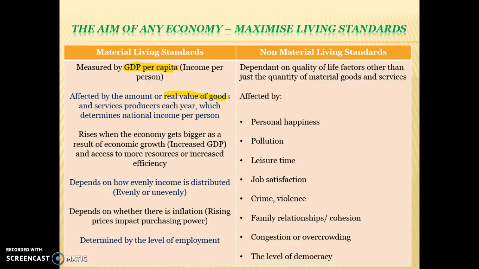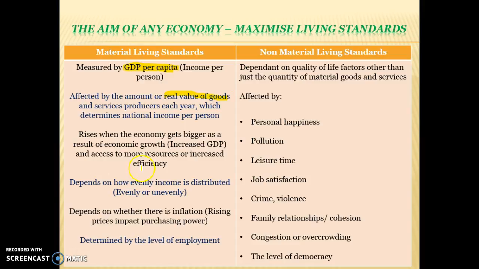Material living standards also depend on how evenly income is distributed. So if we have a really high GDP per capita, that might not mean that everyone is well off, because it's just the average. So we may have some people that are earning lots and lots of money, while others are poor or don't have access to basic goods and services.